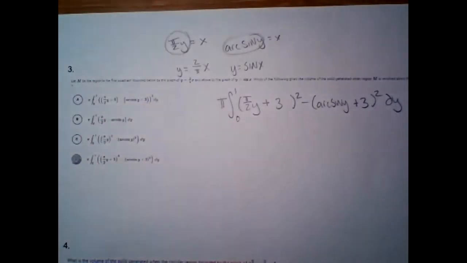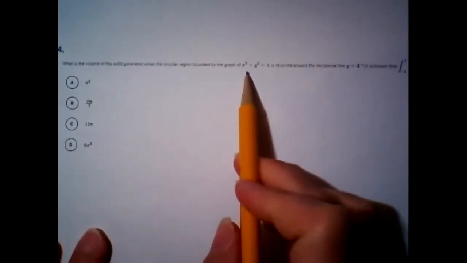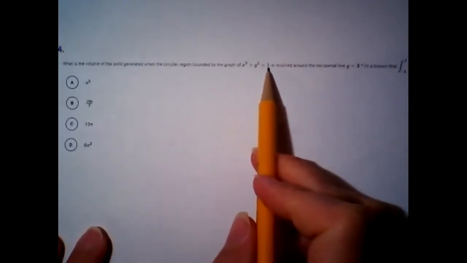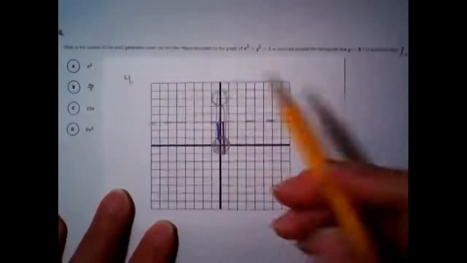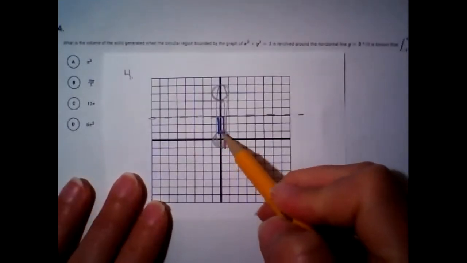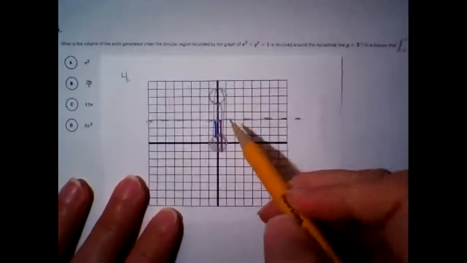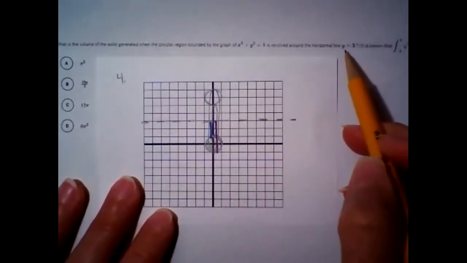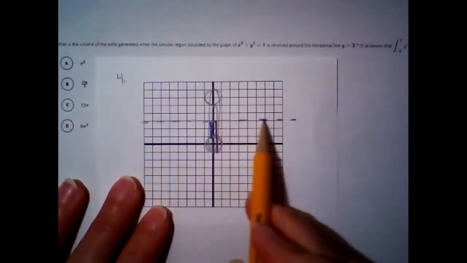All right, number 4, again, I'm going to go through this. I made this one a bonus question because this one was just really, really strange. We've got the graph of x squared plus y squared equals 1. So that's a circle centered at the origin with a radius of 1. So it's centered at 0, 0, radius of 1. We're going to rotate that around the horizontal line, y equals 3. And they really like 3. I don't know, for some reason. Anyway, I drew that in.